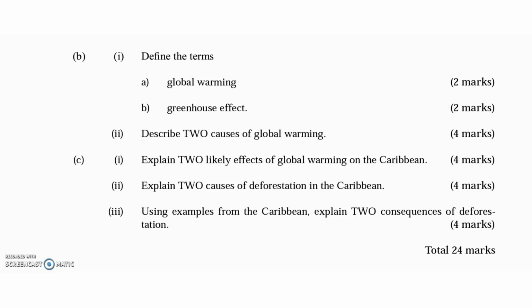Part C, part one, explain two likely effects of global warming on the Caribbean. Now, first and foremost, two likely effects of global warming would be, first and foremost, we'll have sea level rise, right? Sea level rise, which would in fact be influenced not only in the Caribbean, all right? The entire world will be subject to this.